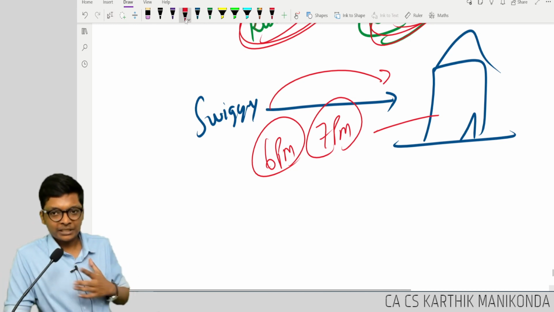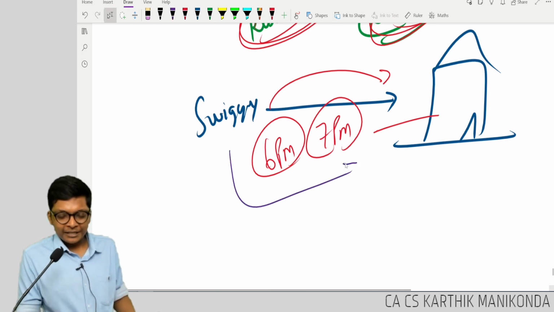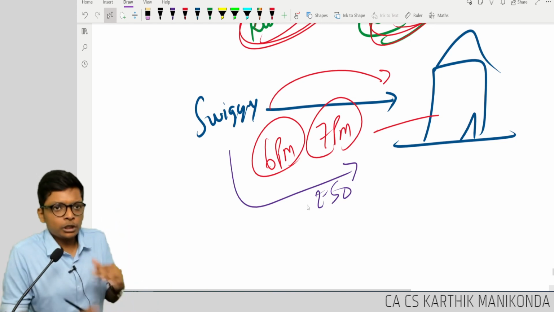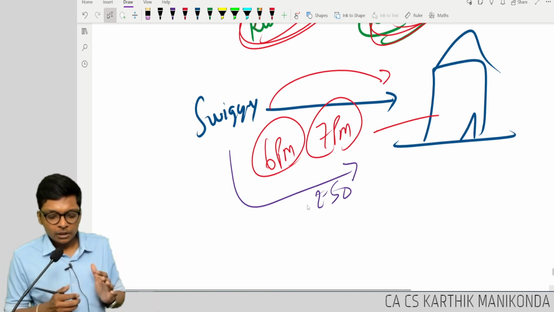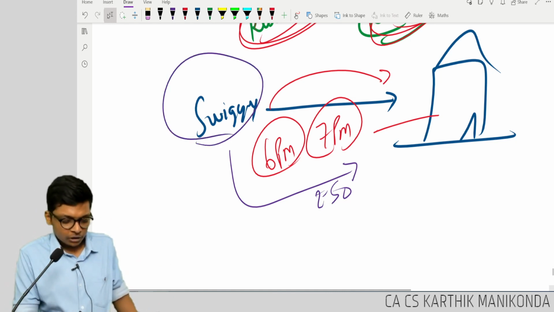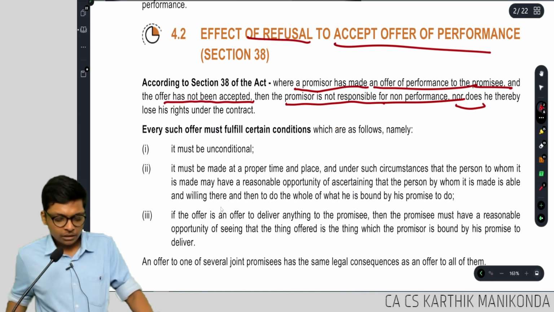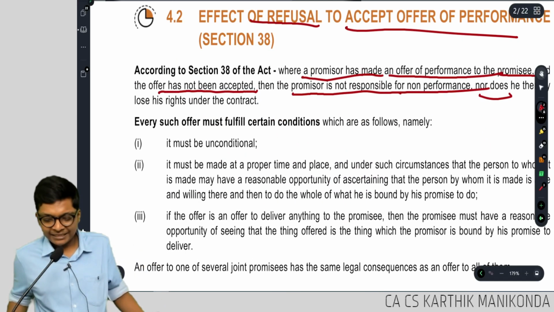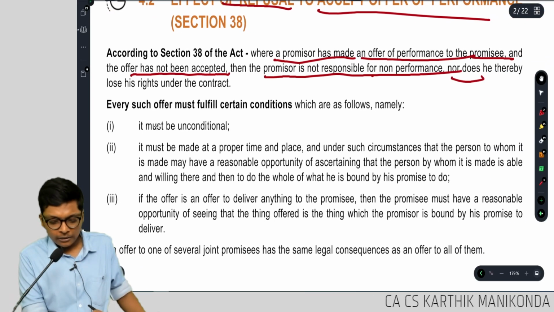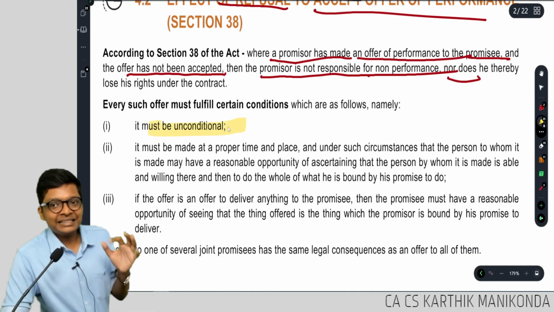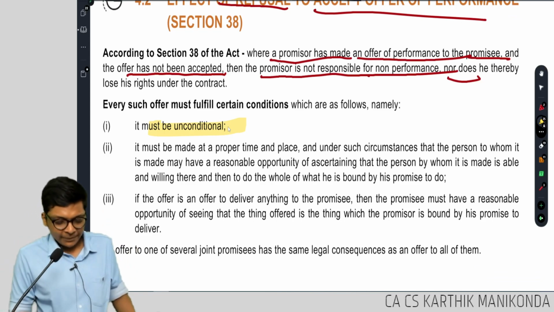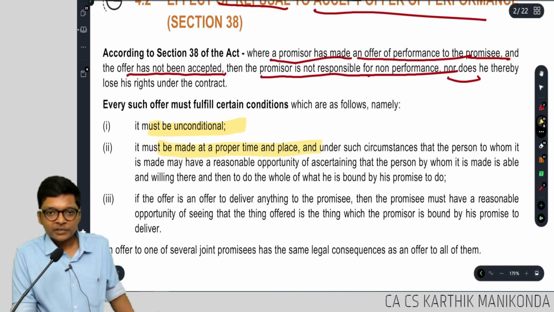It's my fault. Clear? Second, Swiggy came to deliver, and before giving you the food packet, he is saying, please give me 50 rupees tip. You said, no, I will not give tip, I already paid a lot of money in the app. He is saying, if you don't give tip, I won't deliver. Now whose fault? Swiggy's fault. Now read the points. Here they are saying, Swiggy is not liable if the performance is done. It is not conditional. It must be unconditional. I can't tell, I will deliver only if you give me tip. Second, it must be done at a proper time and place.